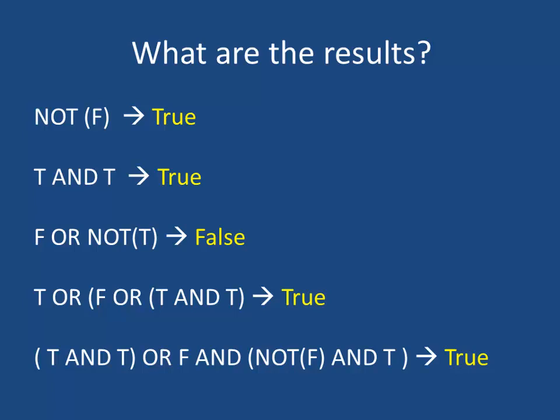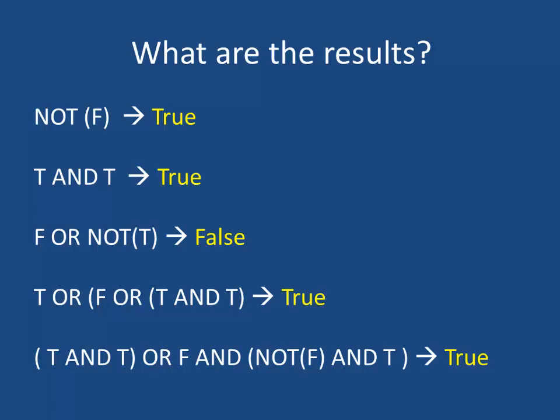The next statement: true or open parentheses false or open parentheses true and true close parentheses, followed by another close parentheses. Remembering the order of operations, the innermost set of parentheses is evaluated first, which is the true and true statement. True and true evaluates to true, which takes us to the next level of parentheses, which is now false or true. False or true evaluates to true because only one of the inputs needs to be true for the or operator to return true. That leaves true or true, which evaluates to true.